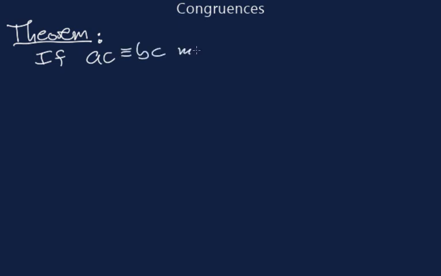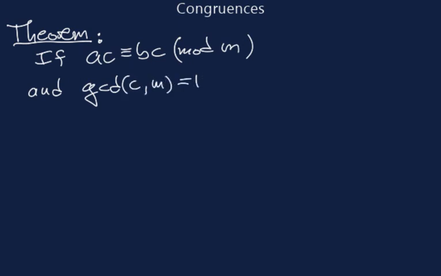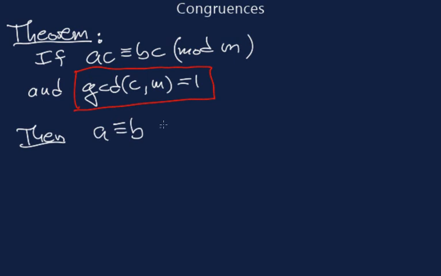Suppose I know that AC is equivalent to BC modulo M, some fixed M. I'd like to know if I can cancel the C's. Well, I just saw in the previous slide that you can't necessarily, but if you assume that C and M are relatively prime, then with this extra assumption, you can cancel the C's and conclude that A has to be equivalent to B mod M. So in the previous example, this failed because the GCD of C and M was not 1.